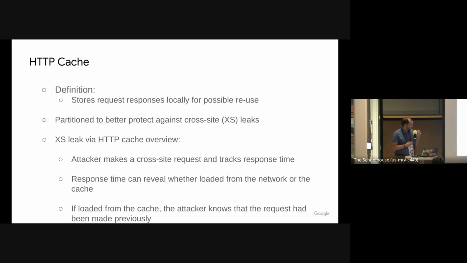And so this type of attack where you can leak information is called a cross-site leak. And cross-site leaks using the HTTP cache generally take the form of an attacker makes a cross-site request, and then they time how long it takes for the request to finish or for some indication that it's done. And this response time can reveal whether the cache served the request or whether the request came from the network. And then this indicates whether the data has been loaded previously. And again, this leaks application state.